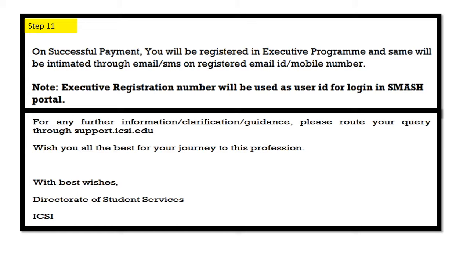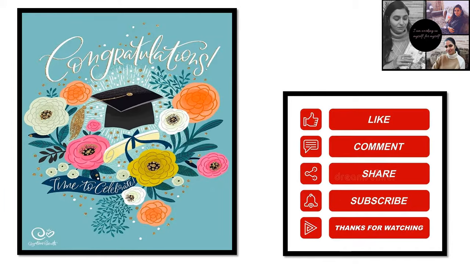If you still have any doubt or want to clarify something, you can write to support.icsi.edu. So here you go. Congratulations. In 11 steps, you have registered yourself in the CS Executive Program after passing the CS EET. It's not that difficult, it's quite easy. You just have to follow these steps, which have been given on the institute's website only. I have picked them from there and explained them to you.